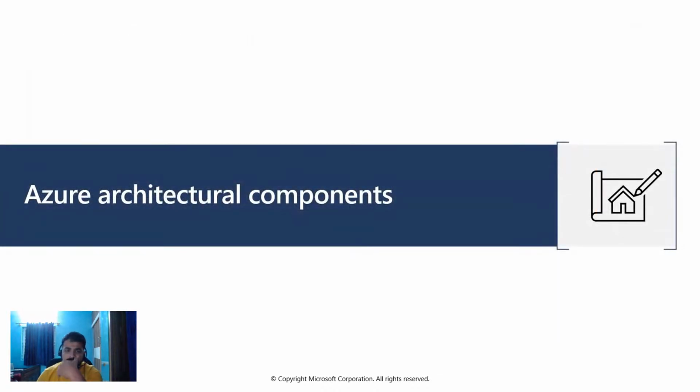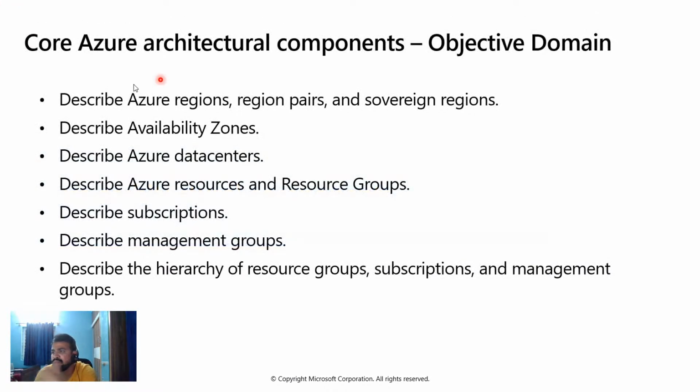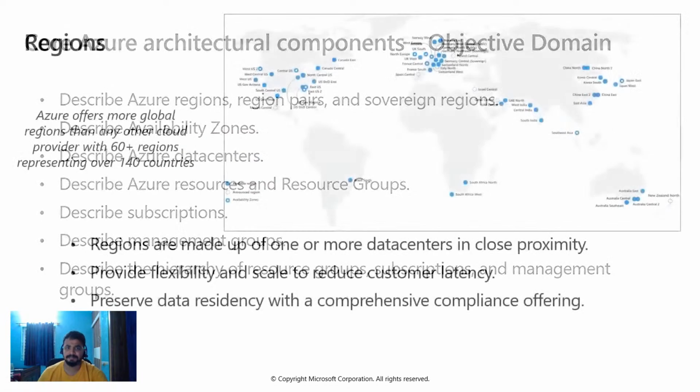Okay, next thing. Azure architectural components. When we talk about Azure, we have multiple architectural components. So let's see what we are going to learn here. We are going to learn Azure regions, region pairs, and sovereign regions, availability zones, about the data centers, the resources and the resource group, subscriptions, management groups, and how it's hierarchically divided. Let's get started.